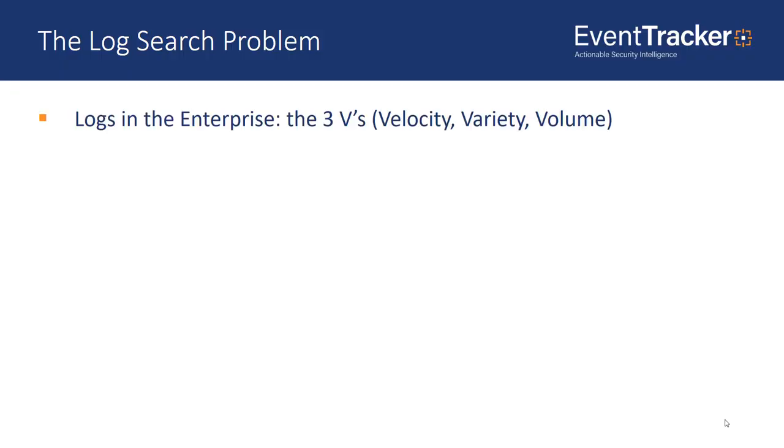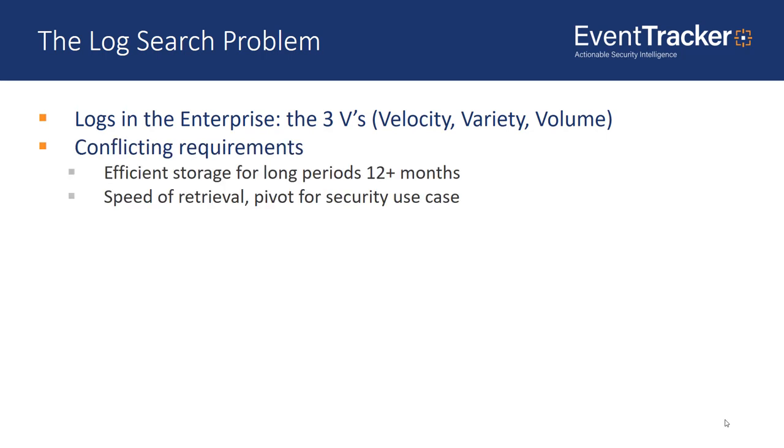Here's the problem with log search. In the enterprise, at a minimum, you've got to deal with the 3 V's. Logs come at you at great speed, the velocity problem. They come at you with a great variety. Every vendor has their own format. And then you have the volume issue. You get gobs and gobs of these logs that you have to deal with.